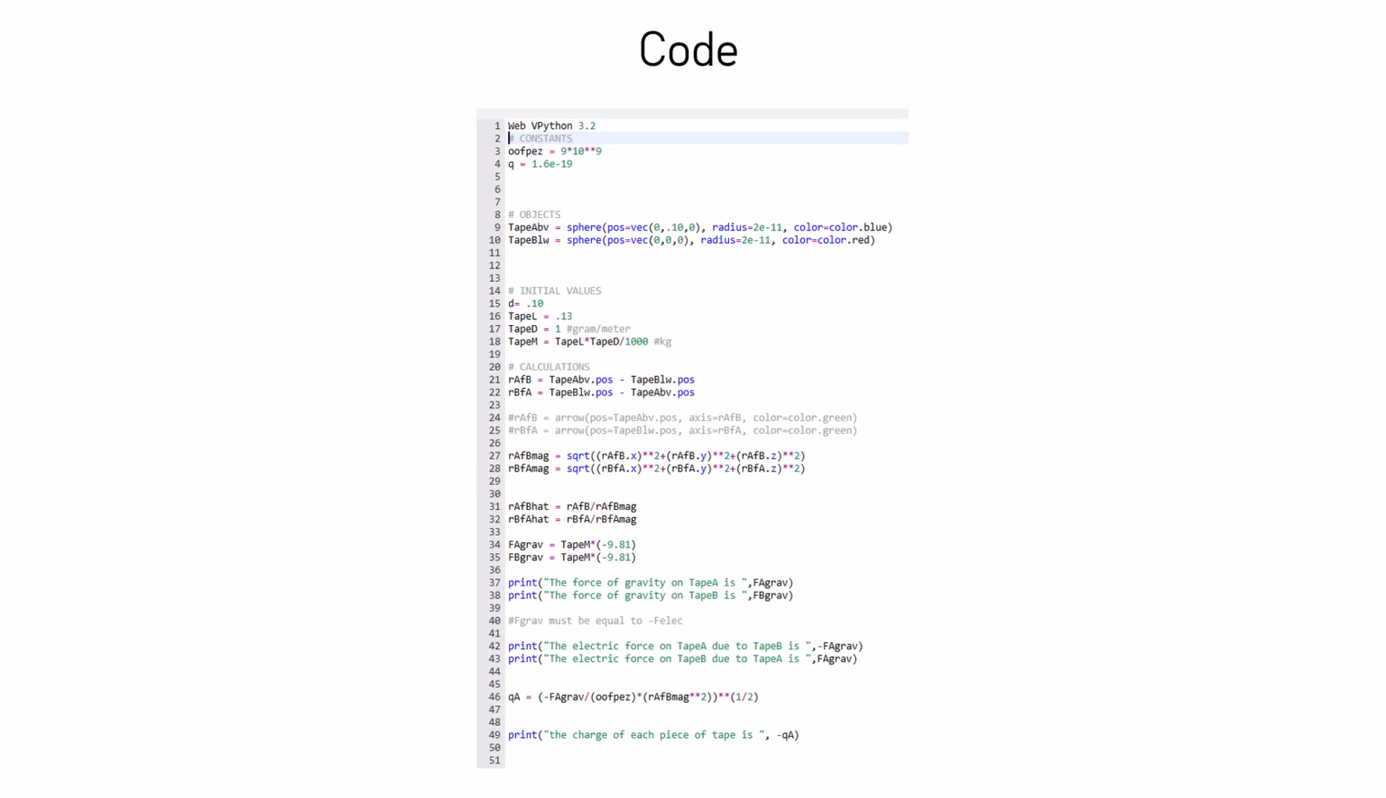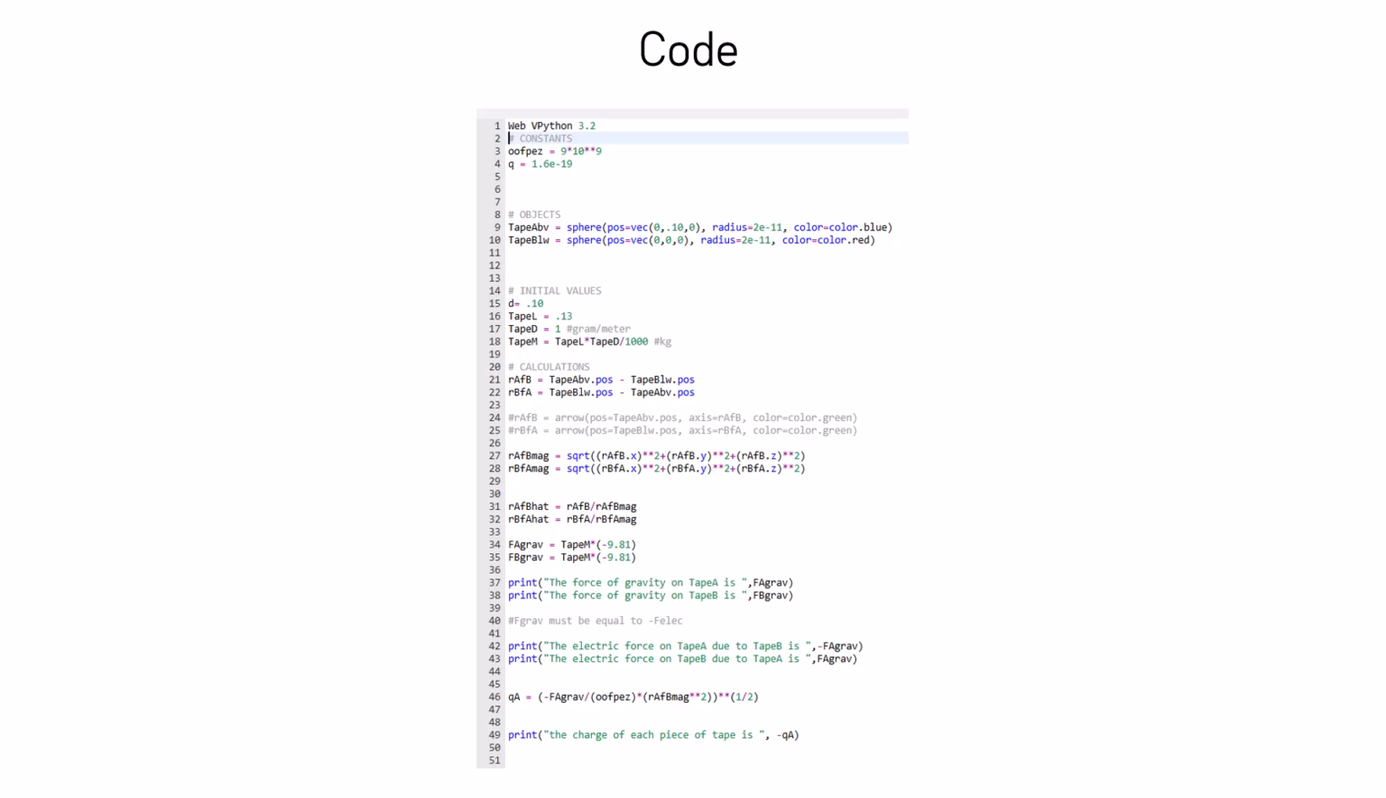So here's just a brief look at the code for the experiment. Basically, we have the initial values, which were shown earlier. And then we calculate the R vectors for the tapes, both from tape A to tape B and tape B to tape A. And then we calculate the magnitude of those vectors by squaring each x, y, z term and taking the square root. And then we find the R hat vectors of each by taking the R vectors and dividing them by the magnitudes. And then we have the force of gravity. Each of them is the same on each piece of tape, found by multiplying the mass by the gravity constant.